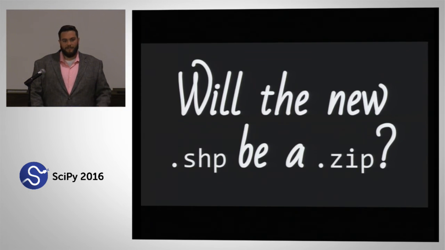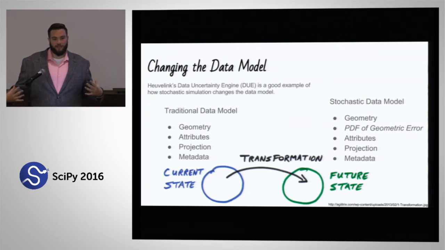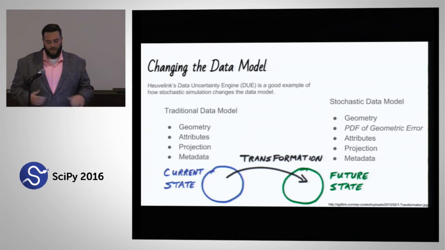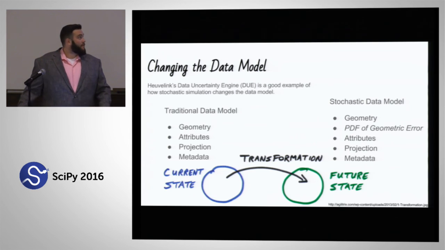Additionally, back to that idea of changing the data model, it raises the question: will the new shapefile be a zip file, really? Because we take this traditional data model with geometry, attributes, projection, metadata, and we add a probability distribution function of geometric error into the actual data itself. It just becomes part of it. And we think that's going to transform things.